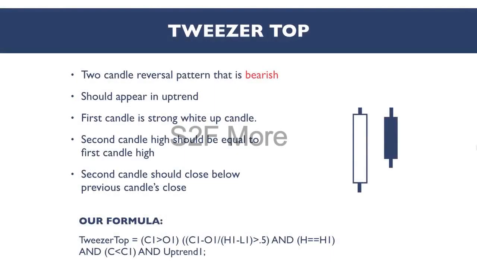Like the dark cloud cover pattern, the tweezer top is another 2-candle reversal pattern that is bearish when it appears in an uptrend. I've found different interpretations for this pattern, but I think the one I'm going to show you now is the most common. So to be a tweezer top, the first candle should be a strong white up candle, where the body is more than 50% of the total range. The second candle high should be equal to the first candle high, and it should close below the previous candle's close. So this pattern signifies a switch in momentum from bulls to bears, where the market has been unable to break above the previous bar's high.